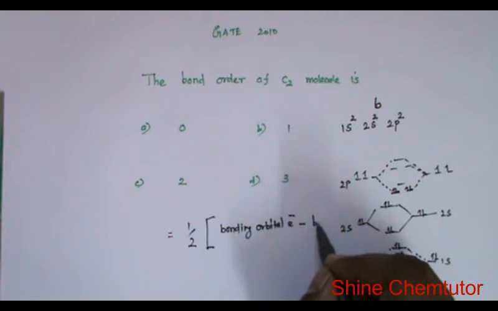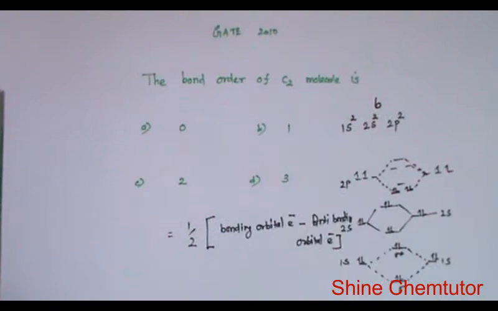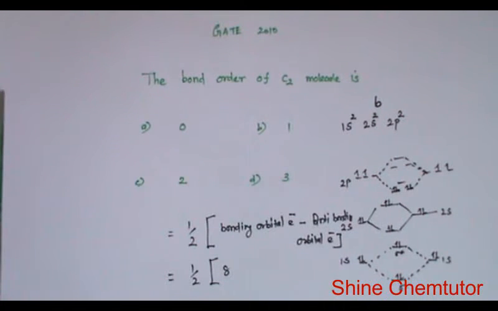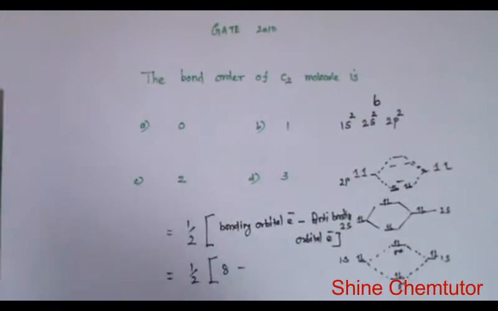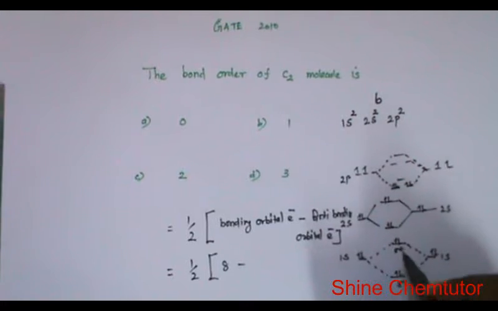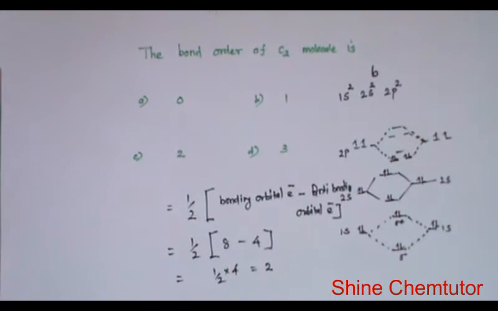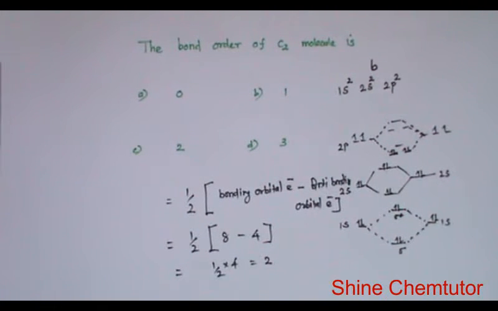minus anti-bonding orbital electrons. So that will be the bond order. If we calculate the bonding orbital electrons, 2 plus 2 plus 4, totally there are 8. What about anti-bonding? This is anti-bonding, this is anti-bonding, and these are anti-bonding. These are empty, so you have to consider only these 2 and these 2. Totally there are 4. So 1/2 multiplied by 4 will be 2. So the bond order between the carbon atoms is a double bond.